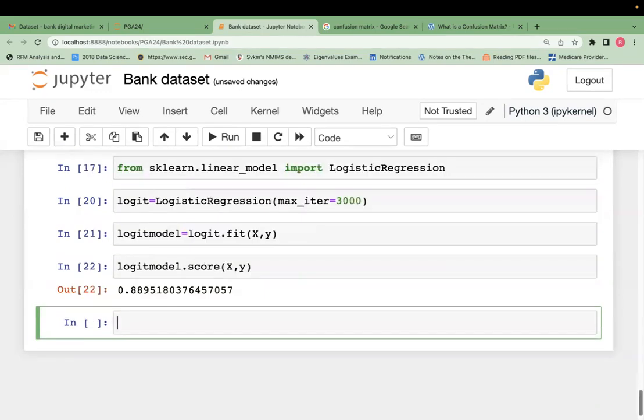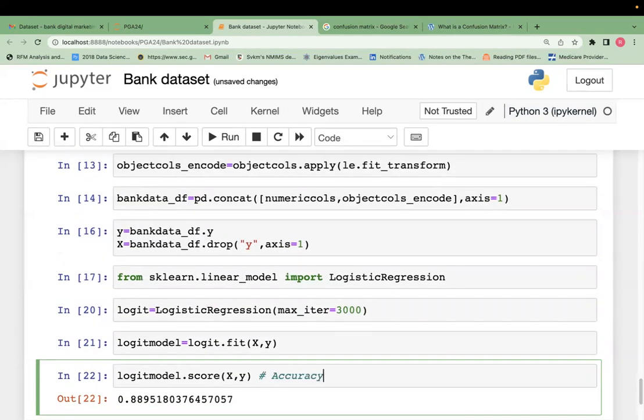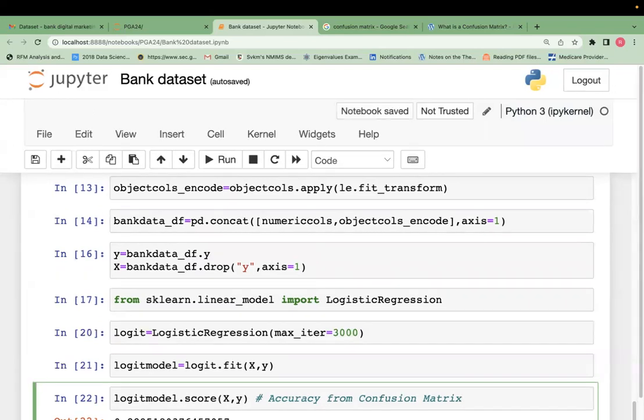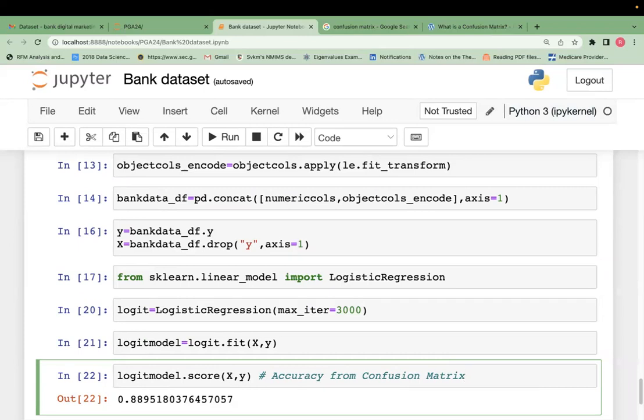logit_model.score(X, y). So this is accuracy. This is accuracy from confusion matrix, 88.95. It said iterations are not enough for calculating. So it gave an error saying that iterations are not enough, or you scale the data. Scaling the data now is a problem because that's a complicated process. So I have just increased the iterations. Even if we scale the data also, we'll get the iterations problem. Once you manually calculate, you will understand what iterations are needed.